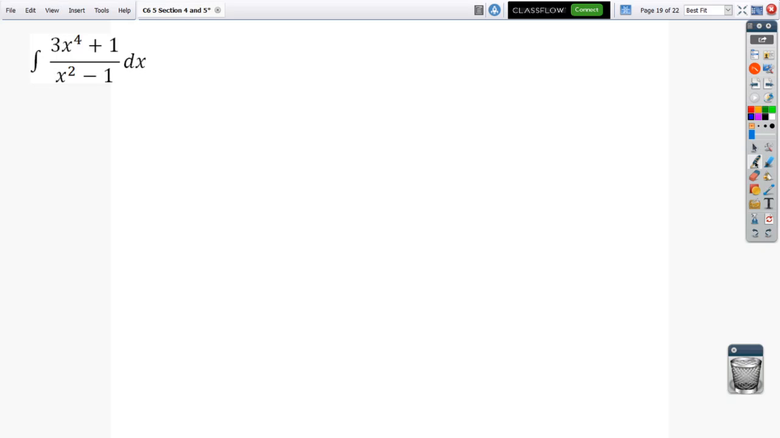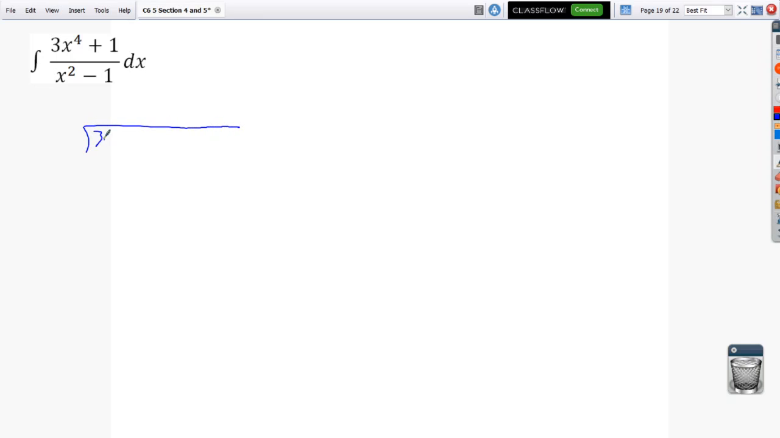But looking at this, we've got, let's see, 3x to the 4th plus 0x cubed plus 0x squared plus 0x plus 1 divided by x squared plus 0x minus 1. I don't want to get too in-depth with reminding you guys how to do long division, but suffice to say, I use this shortcut, daddy, mommy, sister, brother. That's the acronym that I use for the order for long division.